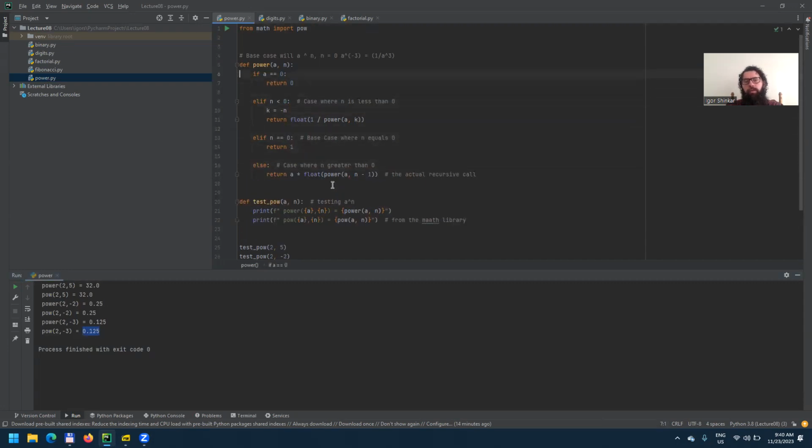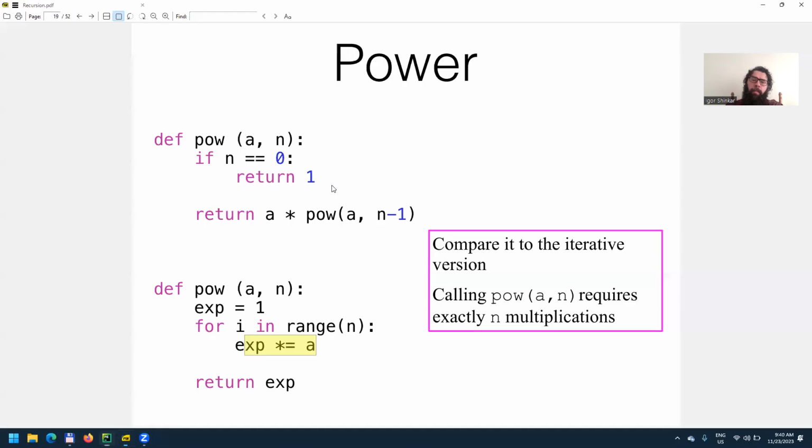How about we do it like this? So yeah, I think this is the right order. This is the base case, this is the recursive call, and these two are sort of cleanup. Okay, that's another example. Play with this example.